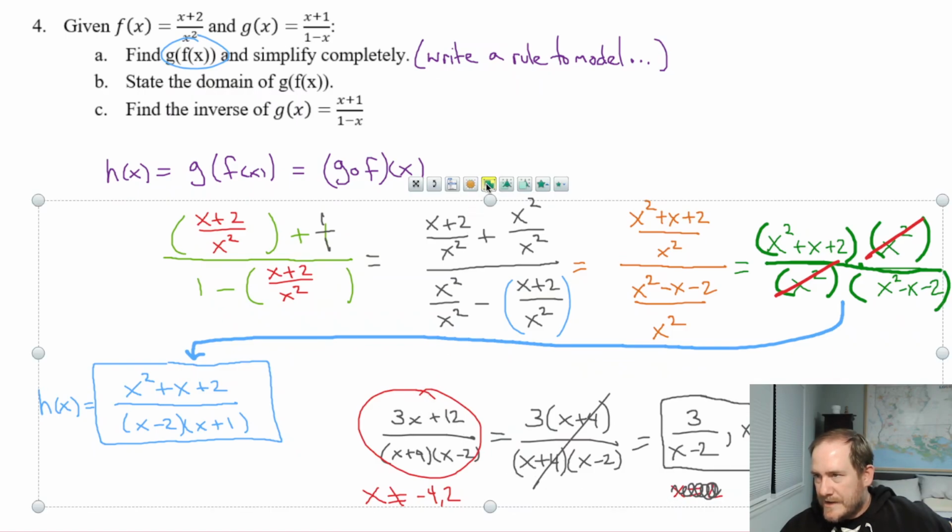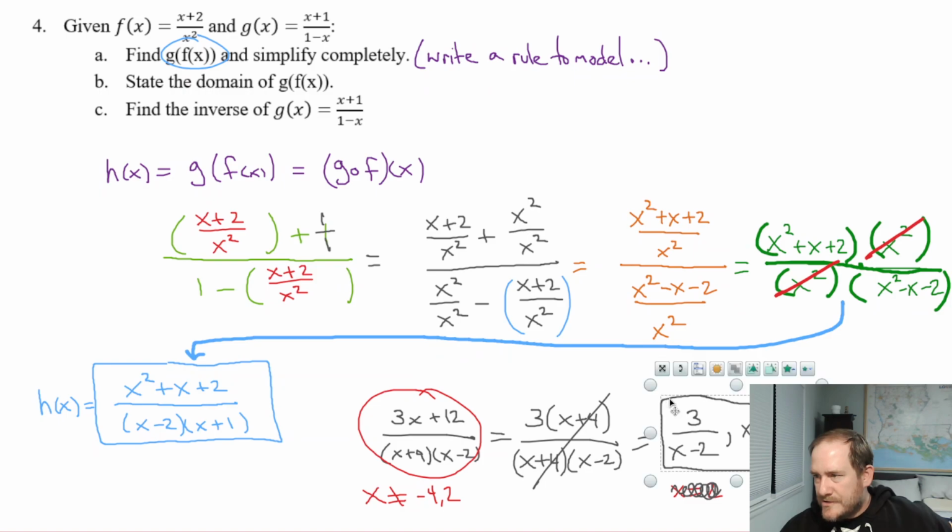And now this is attached to everything. Detach. I think it's all detached now.